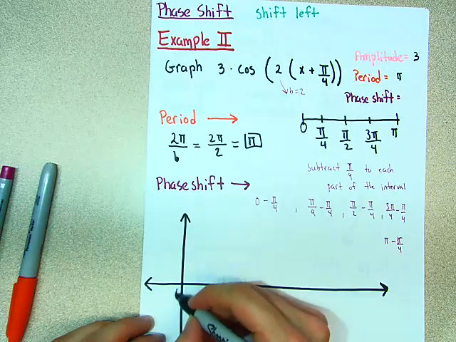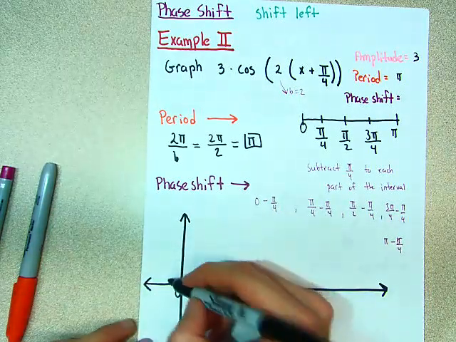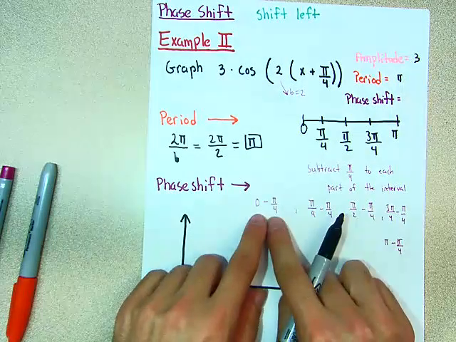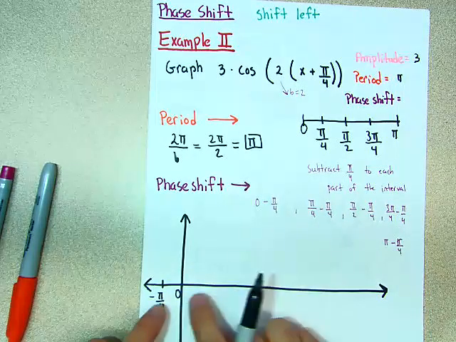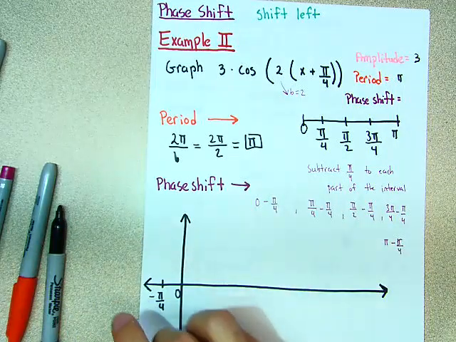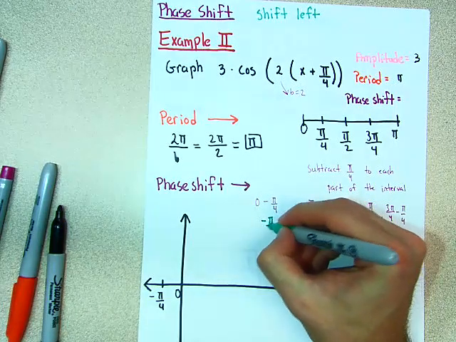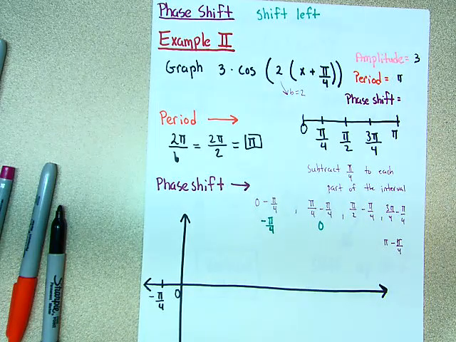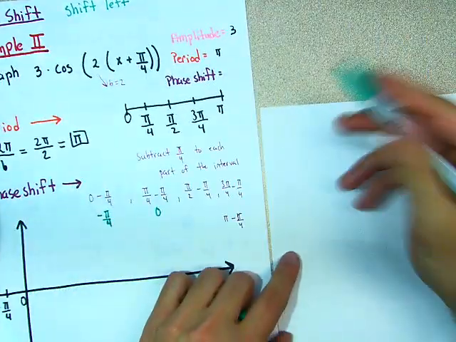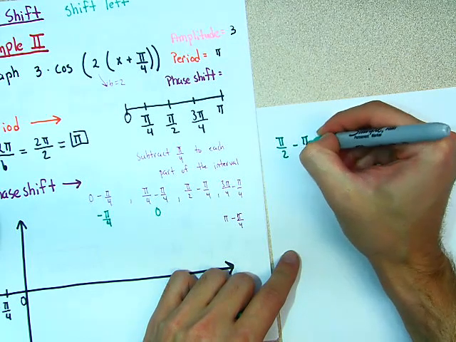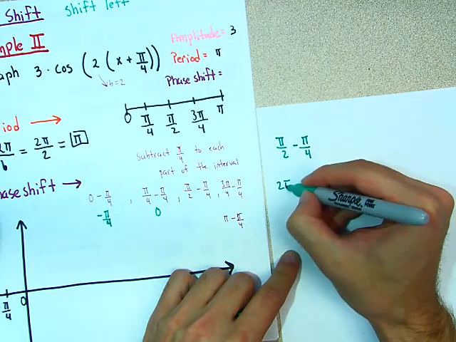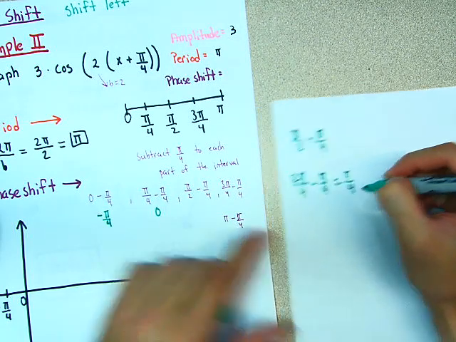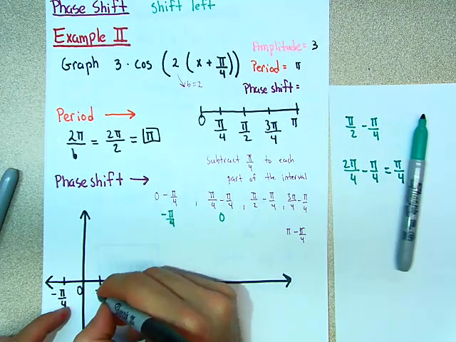So if this was originally 0, what is 0 minus pi over 4? Well, it's here. So this is negative pi over 4. This will be the first part of our interval. What's the next one? What's pi over 4 minus pi over 4? It's 0. So let's just have this over here. This is negative pi over 4. This is 0. What's pi over 2 minus pi over 4? Well, if you just do your algebra, right? This pi over 2 is equal to 2 pi over 4 minus pi over 4, which equals just pi over 4. So then the next part of our interval is over here, pi over 4.